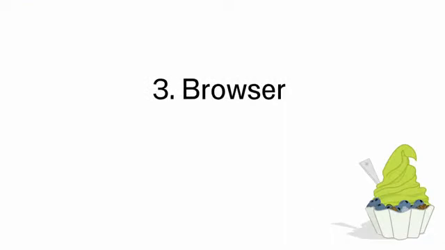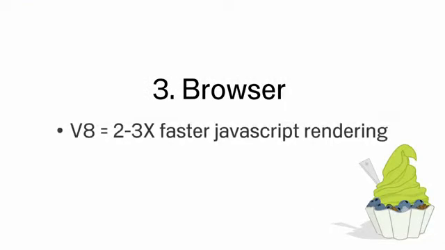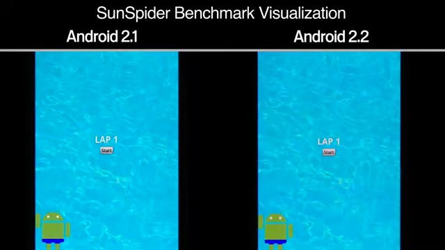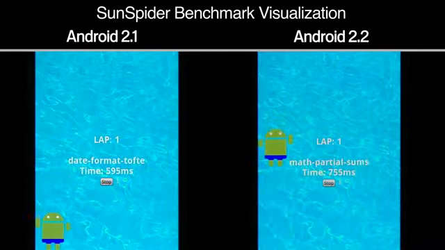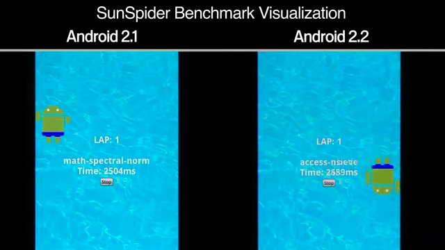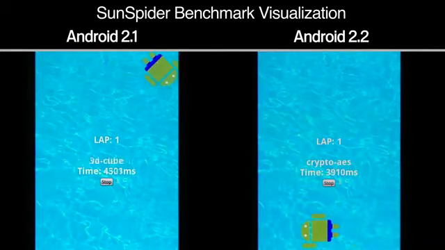We're continuing to make the browser better and faster. Android 2.2 introduces the V8 JavaScript engine, which provides a 2 to 3x improvement in JavaScript rendering times compared to Android 2.1. You can see the difference in these side-by-side visualizations of the respective SunSpider JavaScript benchmarking test results.